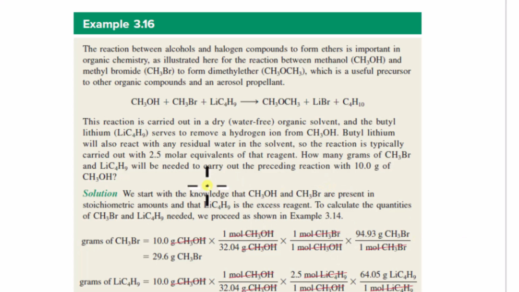And so now all this question is really asking is, it's kind of a simple question. If you start with 10 grams of methanol, how many grams of methyl bromide do you need? Well, if you have an excess of the butyl lithium, well, then they're just saying, okay, calculate the corresponding stoichiometric amount of methyl bromide that corresponds to 10 grams of methanol.